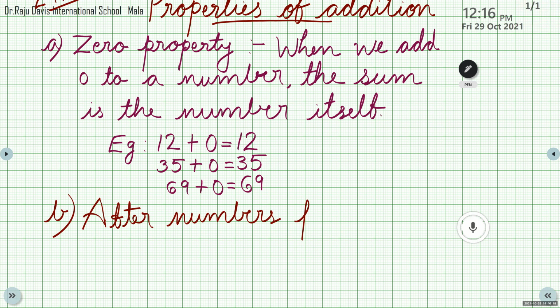All of you write one example, and no need to tell this one now. Somebody's voice is breaking. I don't know whose it is. Elvin is saying something. Elvin, please. I couldn't hear your voice properly because of the network problem. Saying something, but we cannot hear it. Okay. So please write the next point. After numbers property.